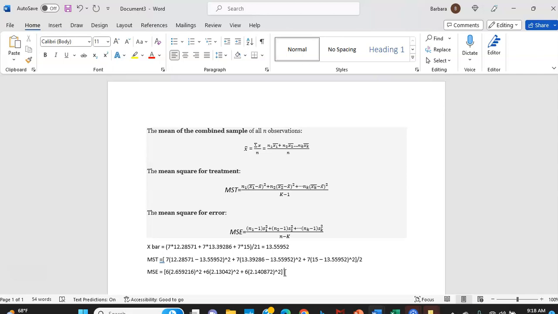And we're going to divide that by, in this case, n minus k. Now, n is the total number of information that we had, and k was our number of groups. So we had 3 columns of 7, so that's 21 pieces of data. And then we had 3 groups, so 21 minus 3 on the bottom, or really 18 that we're dividing by on the bottom.